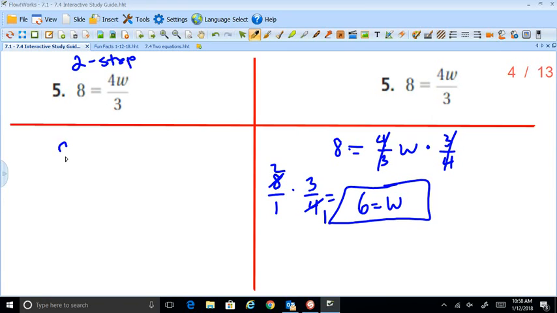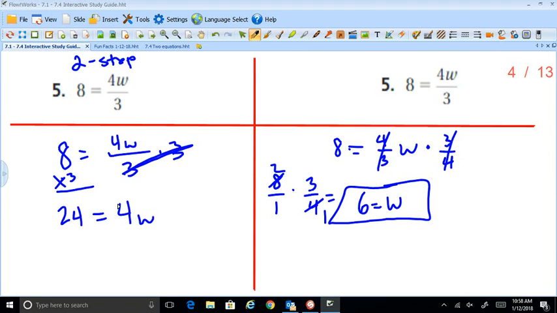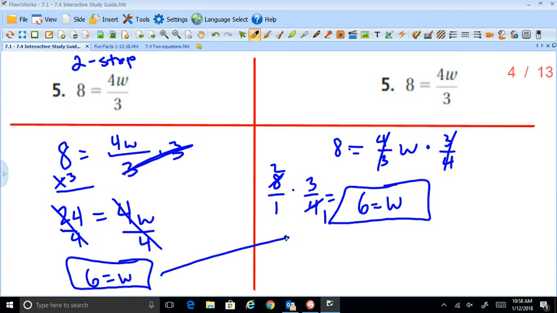If I want to solve it as a two-step equation, the first thing I would need to do is multiply both sides by 3. That cancels out, and 8 times 3 is 24. So now I have 24 is equal to 4w. Now at this point, it's a one-step equation. I want to get w by itself, divide both sides by 4, divide by 4 gives me 6. W is equal to 6. Same exact answer. Either way you see it, does not matter. Choose whichever one you prefer.